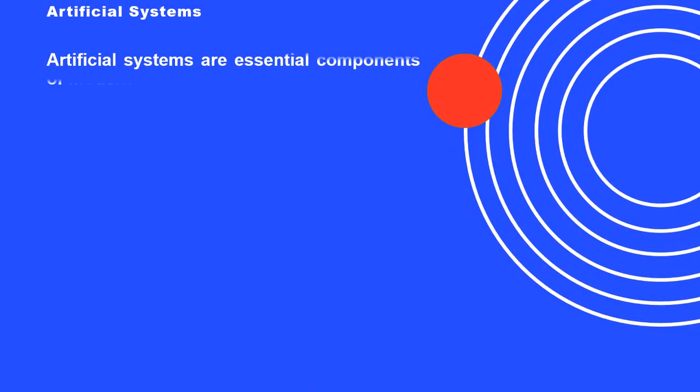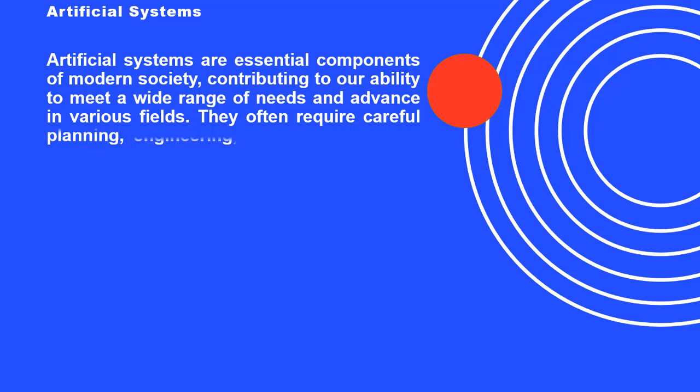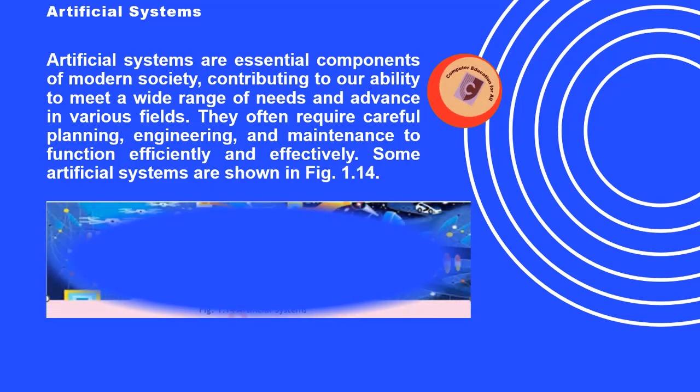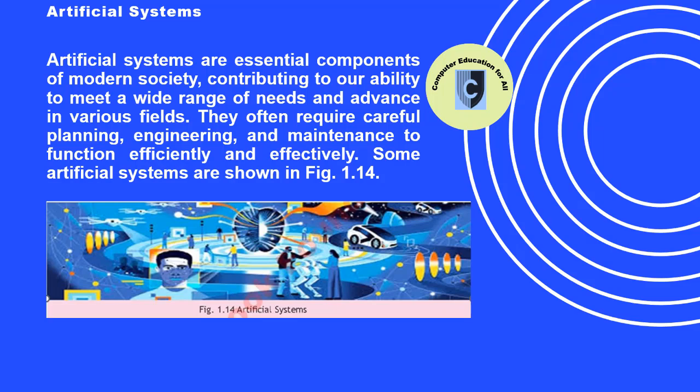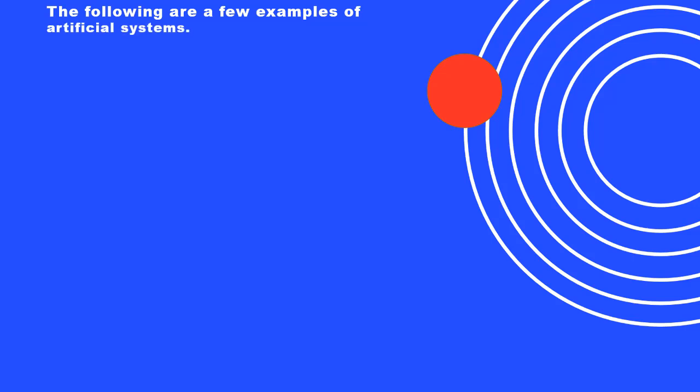Artificial systems are essential components of modern society, contributing to our ability to meet a wide range of needs and advance in various fields. They often require careful planning, engineering, and maintenance to function efficiently and effectively. Some artificial systems are shown in Fig. 1.14. The following are some common examples of artificial systems.